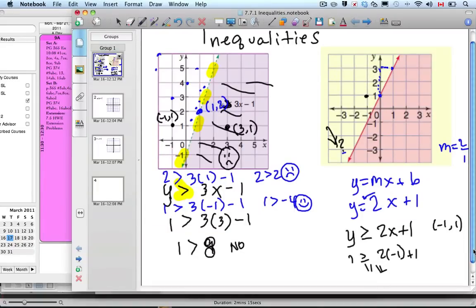All right, let's just go from there. So 1 is greater than or equal to -2 plus 1, which is -1. Is 1 greater than -1? Yes, it is. That's true, and I think we made that correct.